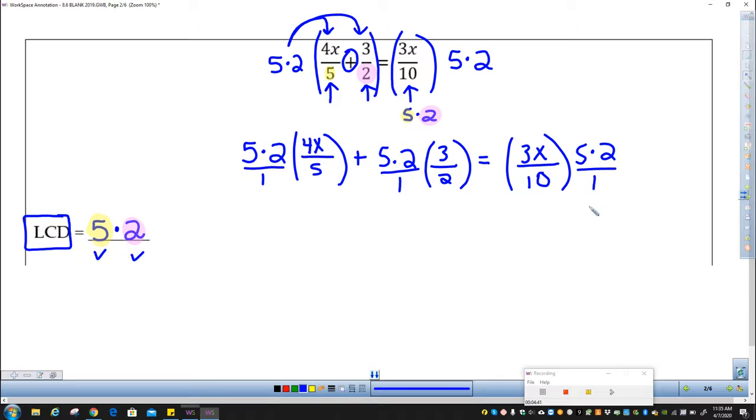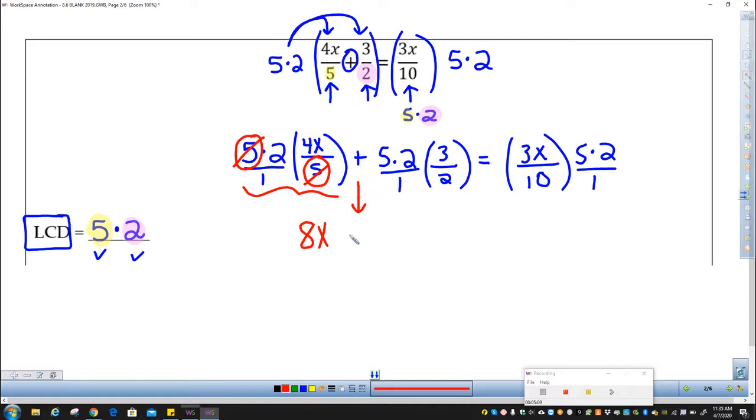So I want you to see that the 5 and the 2 are really on the numerator. And that's going to allow us to cancel common factors that will get all of our original denominators canceled. So in the first piece, notice how we have this 5 on the numerator, and over here we have this 5 down in the denominator, and so we can cancel. We are left with 2 times 4x, which is 8x.